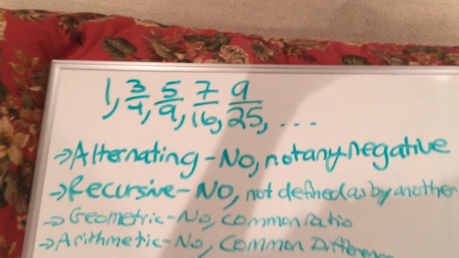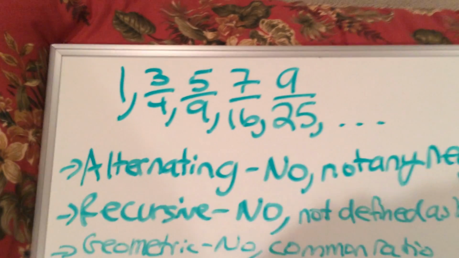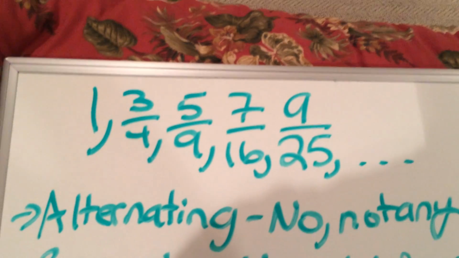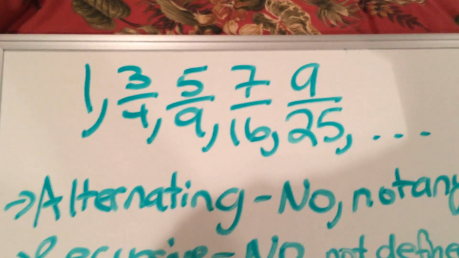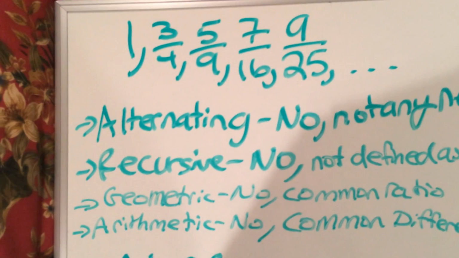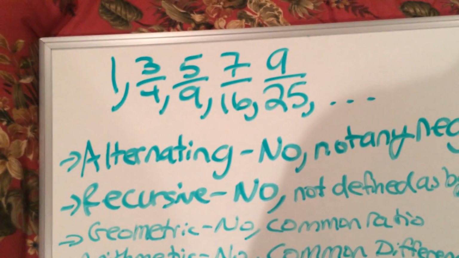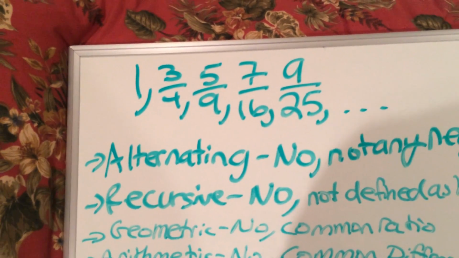Alright guys, just wanted to make a video of problem 5 on level 3. So we have 1, 3/4, 5/9, 7 over 16, 9 over 25. And the question is asking us first of all to identify whether it's alternating, recursive, geometric, or none. And then to find an expression, or perhaps better an equation for the nth term.